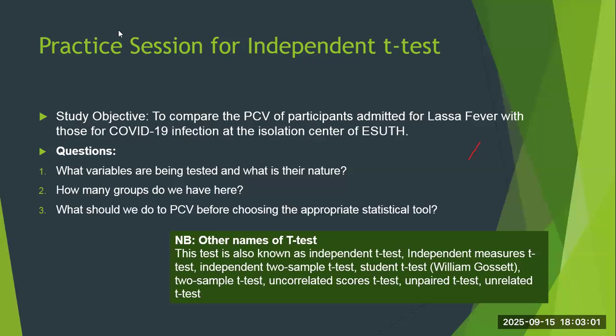I think the variables here are the PCV, which is a continuous variable, and then the infection with Lassa fever and COVID-19. I think we have two categories of variables here. Okay, PCV, is it continuous or categorical? It is a continuous variable here.